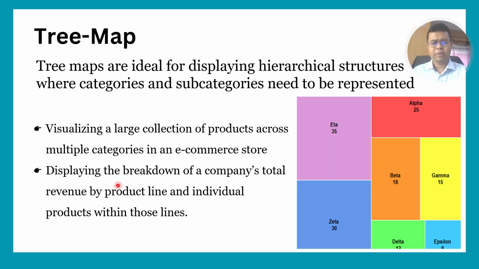On the other hand, displaying the breakdown of a company's total revenue by product line or individual product within these lines, right? So the main message is to display the hierarchical structure when there are categories and subcategories.